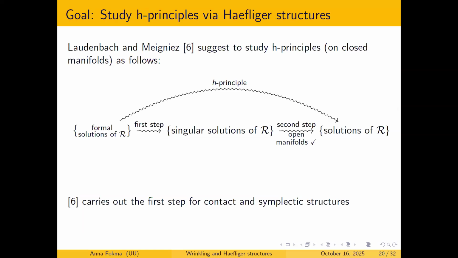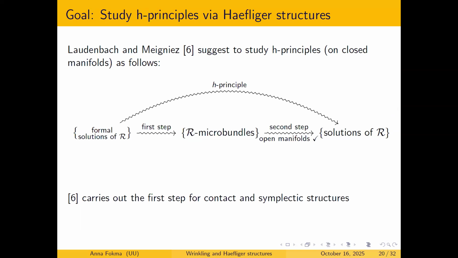Okay. Then going back to our original goal of studying h-principles, we can now implement singular solutions as R-microbundles. The definition will be on the next slide, but we implement them using these Haefliger structures. In fact, it turns out to be useful to also introduce a singular version of formal solutions. We refer to those as formal R-microbundles.